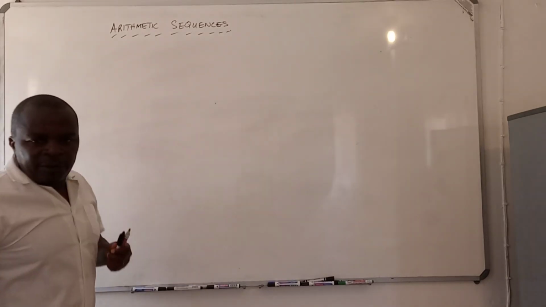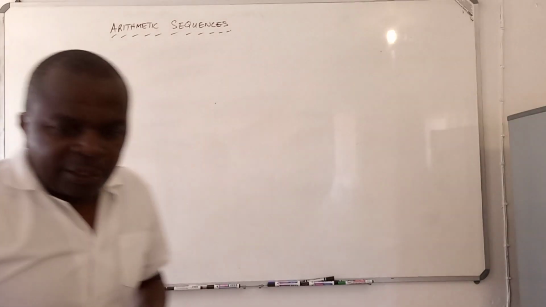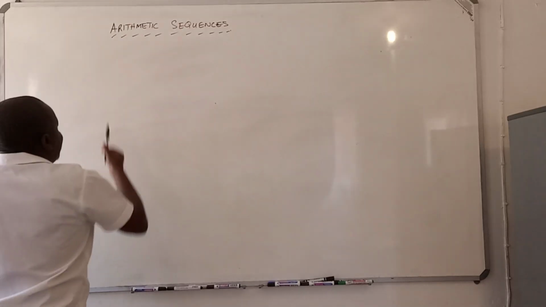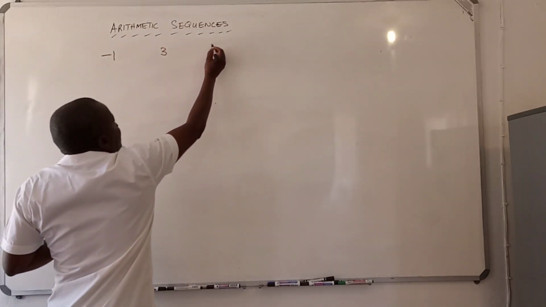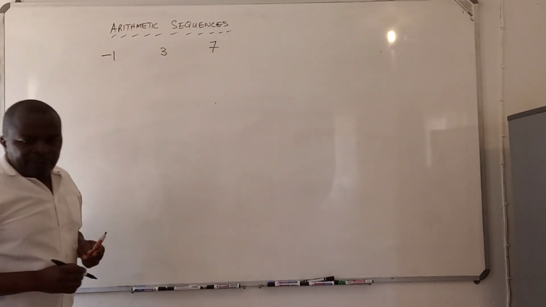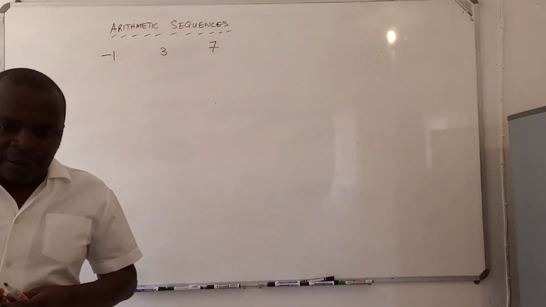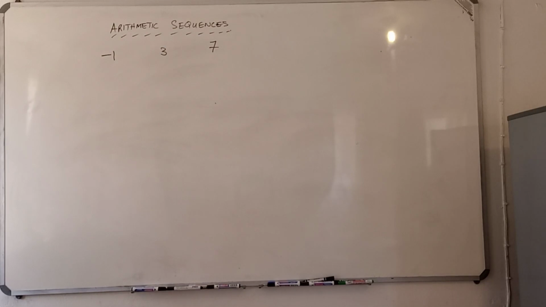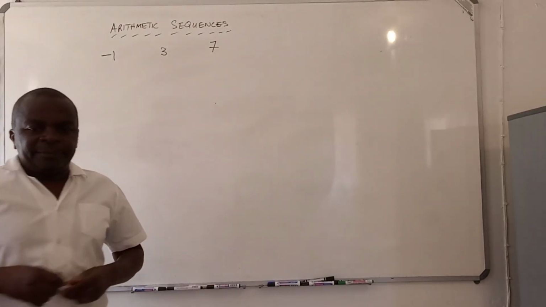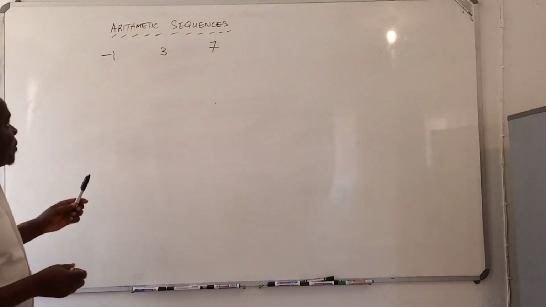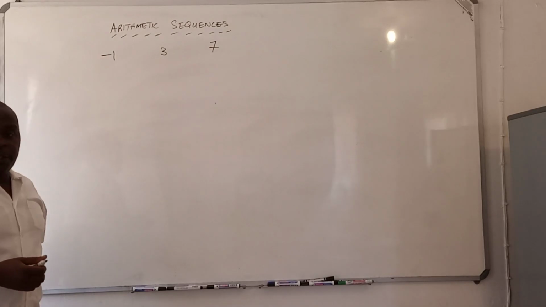I think this is okay now. Let us look at this example here: minus 1, 3, and 7. What are we supposed to do there? We are supposed to find the general term Tn.